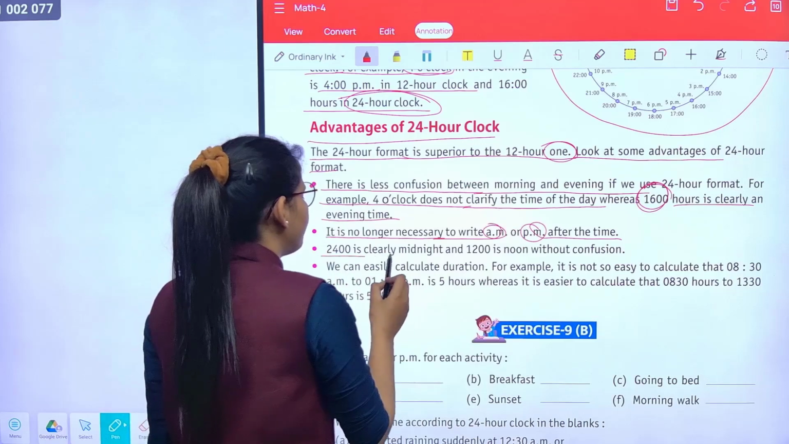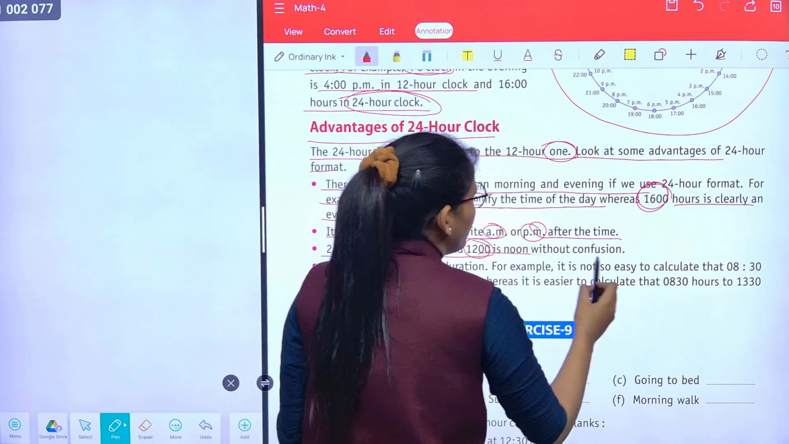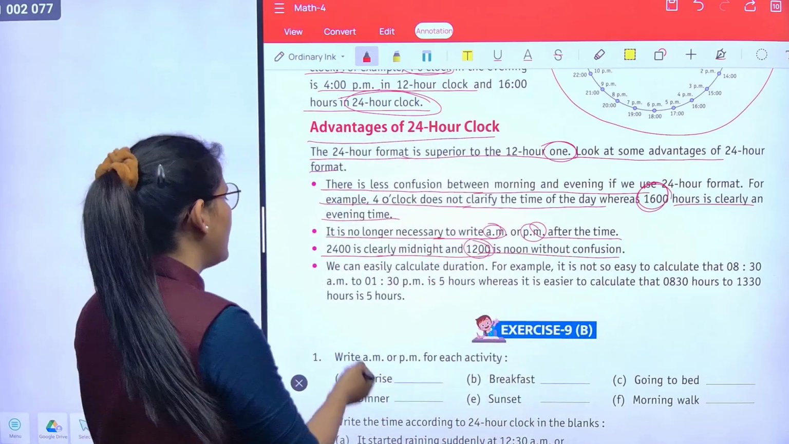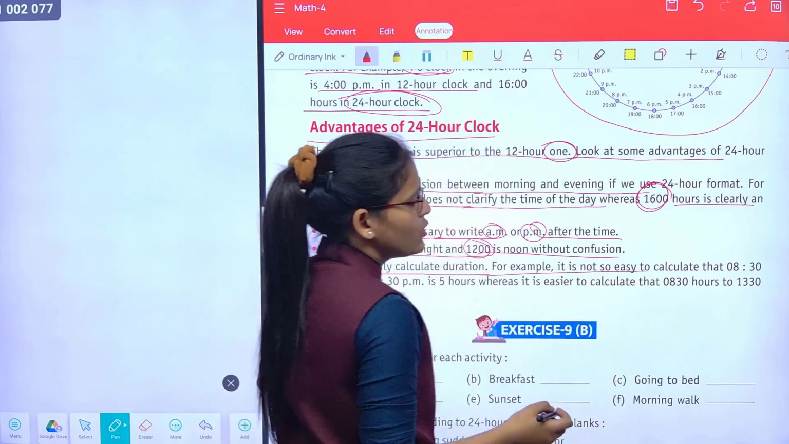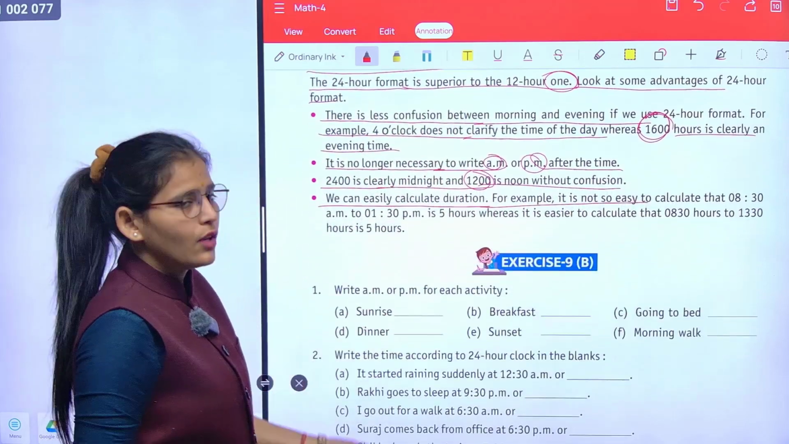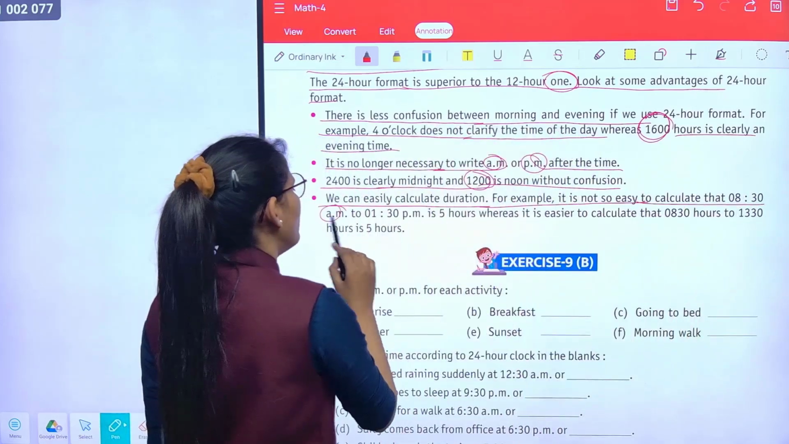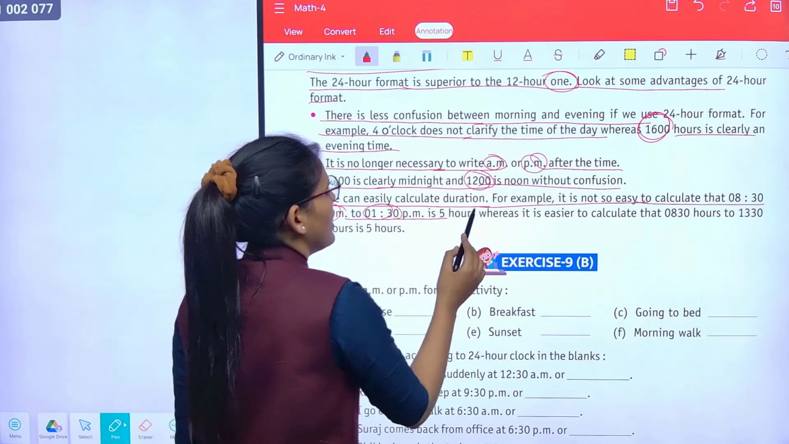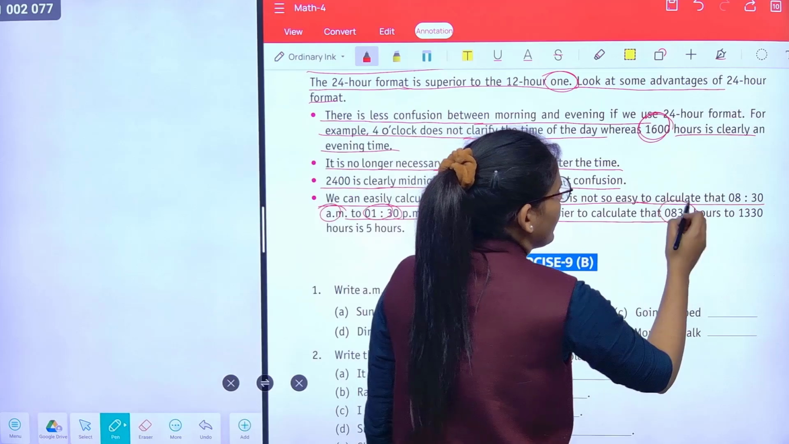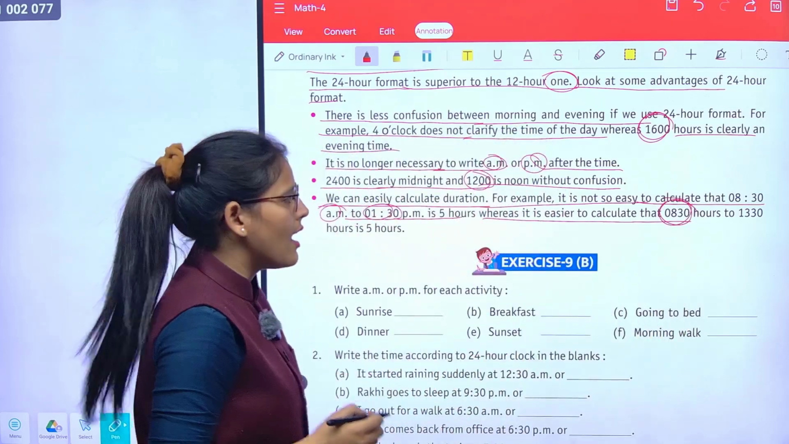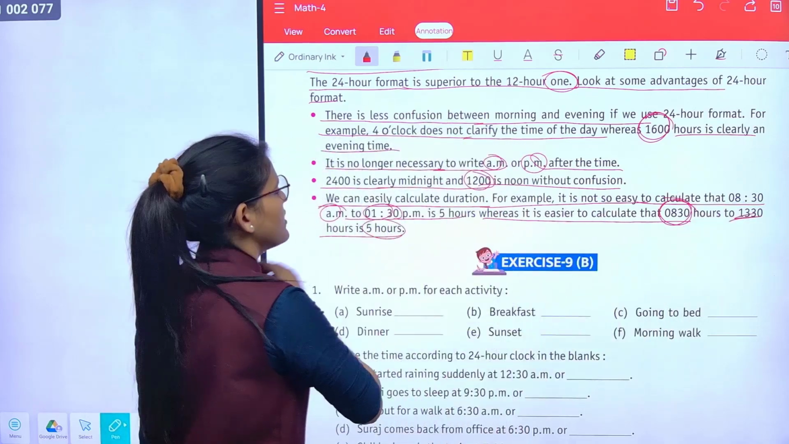Now 2400 is clearly midnight and 1200 is known without confusion. Understand? Now we can easily calculate duration. For example, it is not so easy to calculate that 8:30 AM to 1:30 PM is 5 hours, whereas it is easier to calculate that 8:30 hours to 13:30 hours is 5 hours.